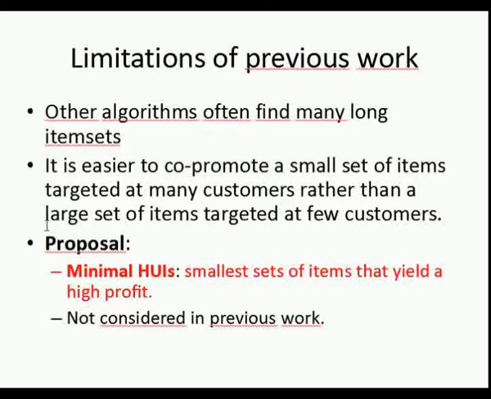So in this paper, we make a new proposal. We try to find instead the minimal high utility item sets. That means the smallest sets of items that yield a high profit. So contrary to the maximal high utility item sets, we try to find the smallest ones that make a lot of money. Because if the item sets are small, maybe they are easier to promote together if we want to do some promotion to make more money, for example. So this problem of minimal high utility item sets has not been considered in previous work.